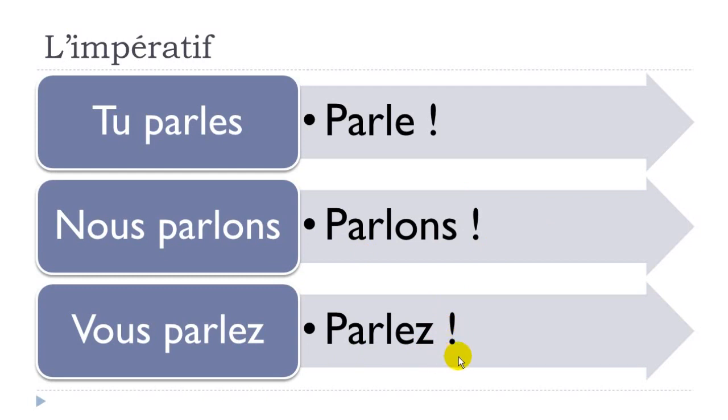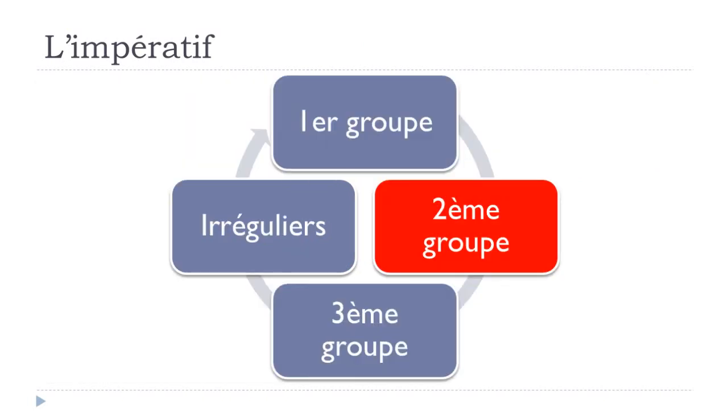So what you need to remember is that the only thing that will change between the present form here and this imperative form is this final S that normally we don't pronounce, but still we write it. So it needs to go away at the imperative for the tu form. Okay, let's see now verbs from the second group.